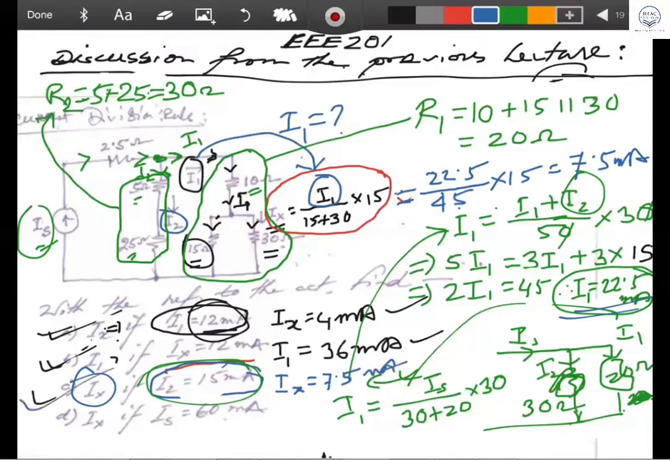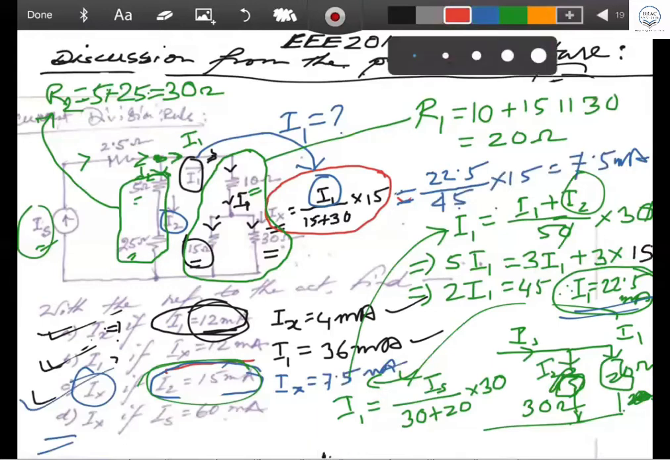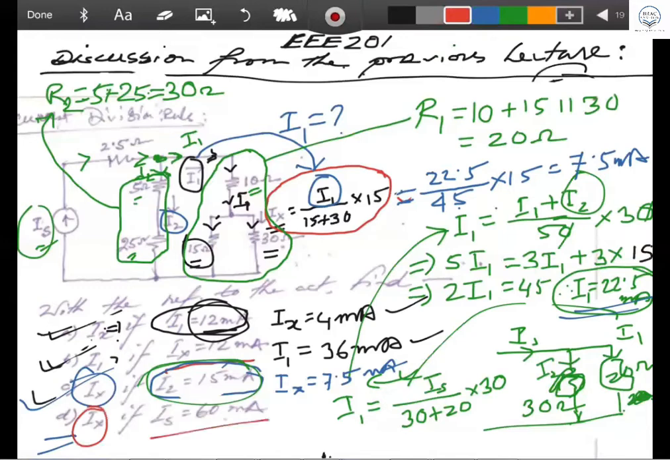And question D is the same question. You can see you have to find the same thing. What is that? Ix equal to what, if Is is 60 milliampere given here. Same question, same equation you have to use. That means you have to find the value of I1. I1 in this case is not 22.5. In this case, we have to find it.